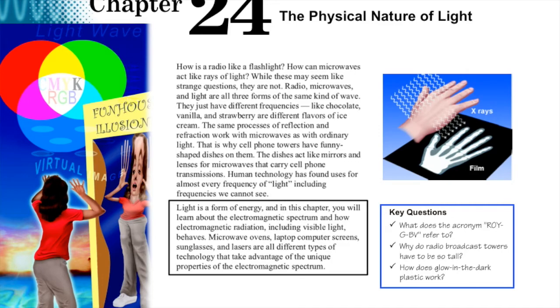Light is a form of energy, and in this chapter you will learn about the electromagnetic spectrum and how electromagnetic radiation, including visible light, behaves. Microwave ovens, laptop computer screens, sunglasses, and lasers are all different types of technology that take advantage of the unique properties of the electromagnetic spectrum.